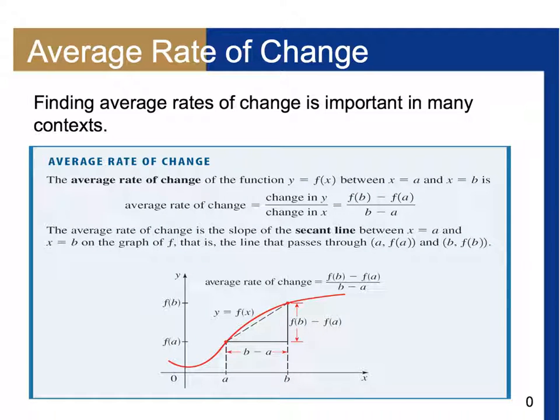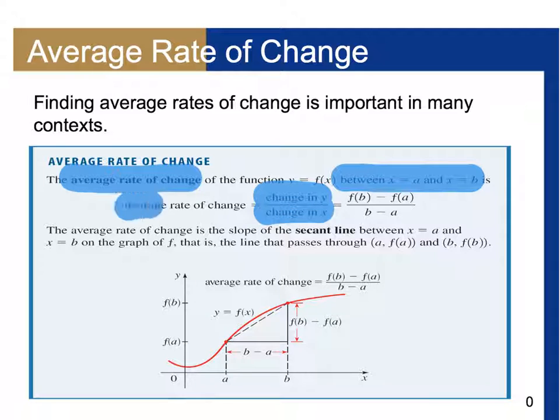Okay, so our average rate of change of a function between x equals a and x equals b is just the slope. So it's the change in y over change in x, or f of b minus f of a, the y values, over b minus a.